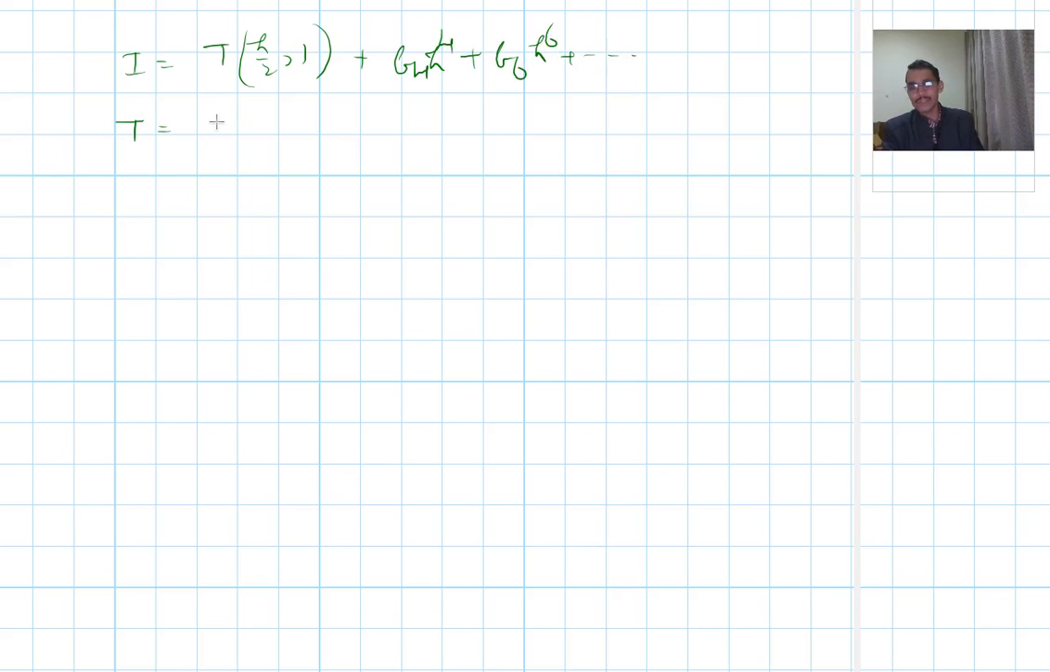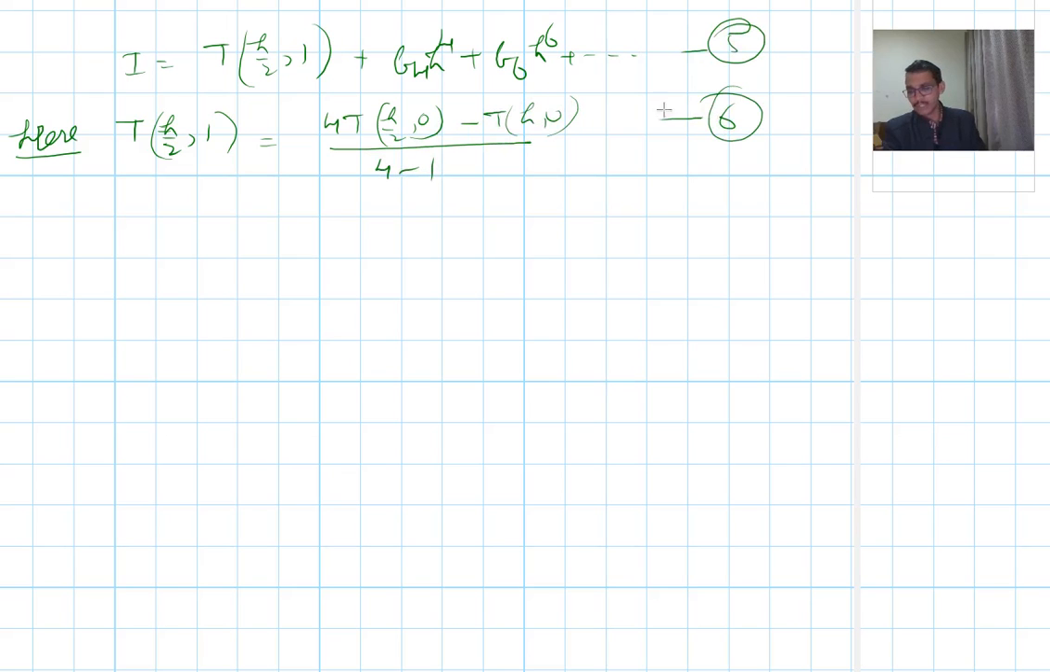Here T_{h/2,1} is equal to (4 T_{h/2,0} minus T_{h,0}) whole upon 4 minus 1. This is its value. So let us call it equation number 5 and this one equation number 6. So this is the corrected trapezoidal formula.